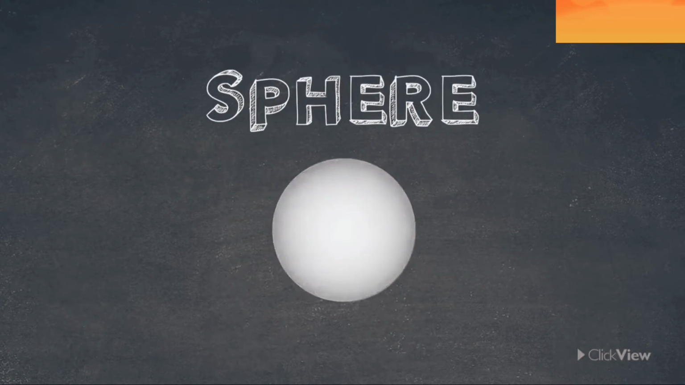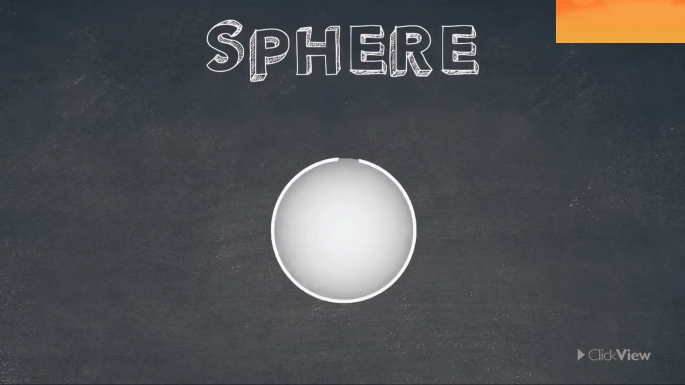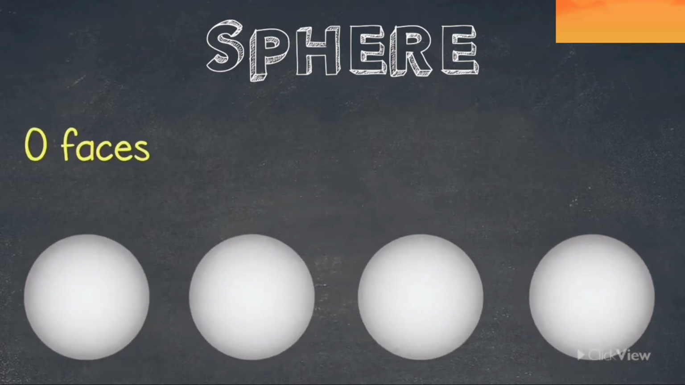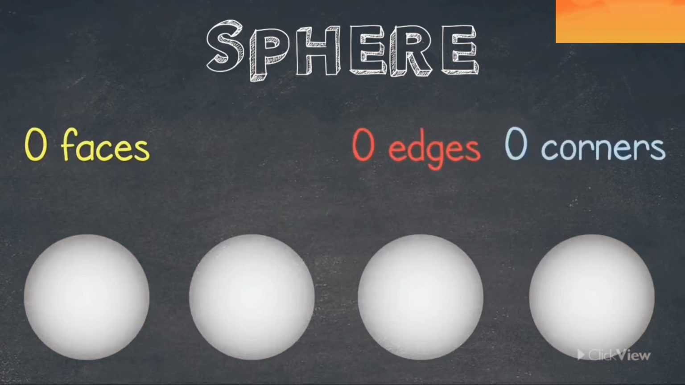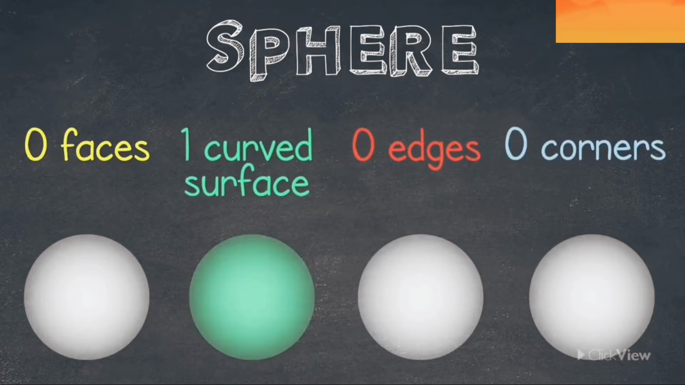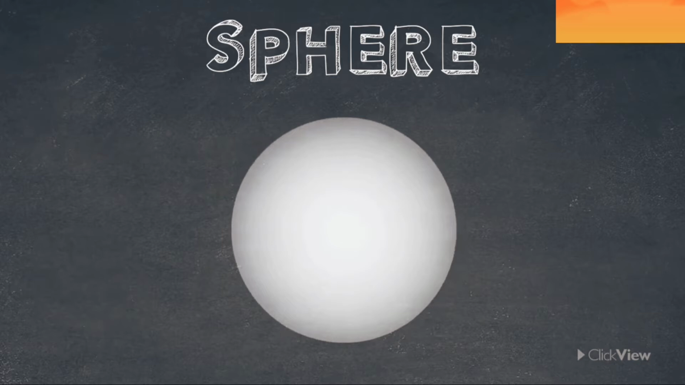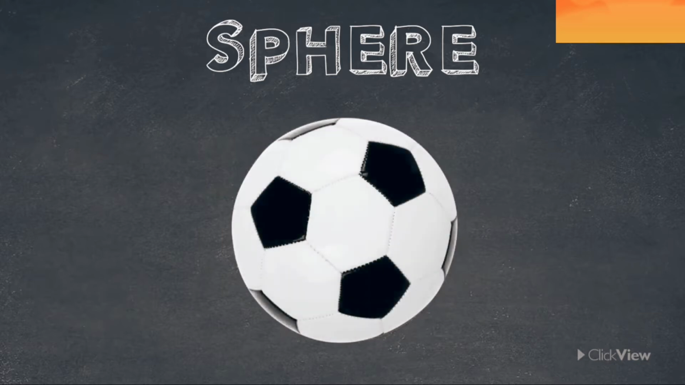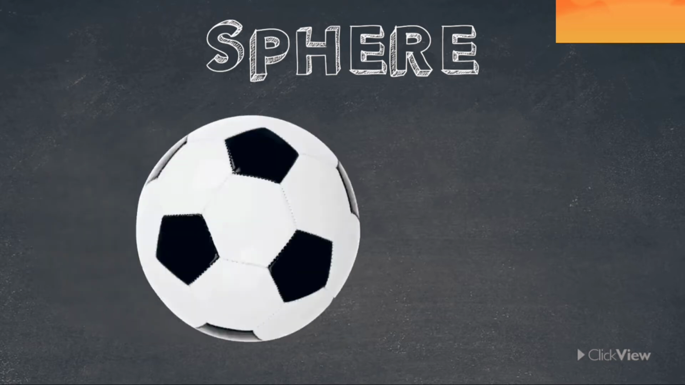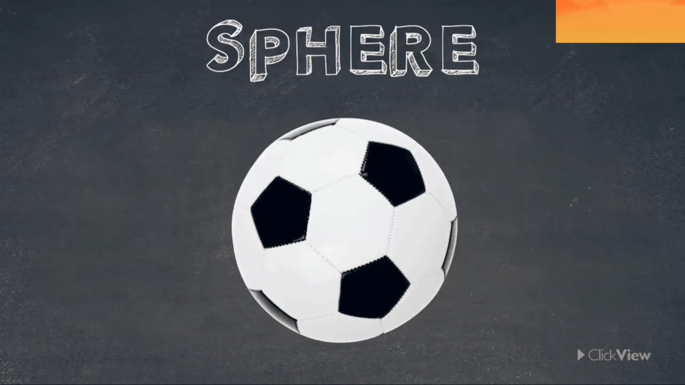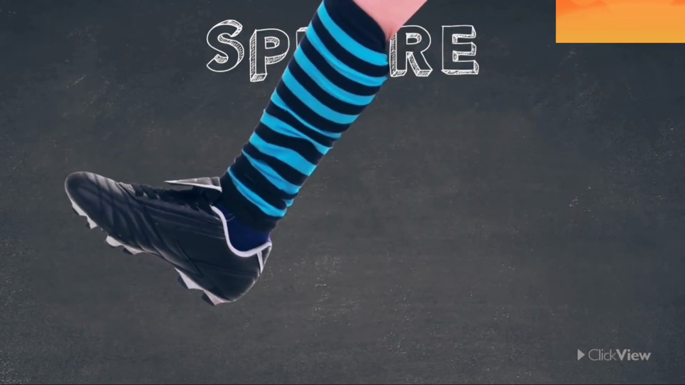This unique shape is a sphere. It's perfectly round, just like a ball. This means it has no flat faces, no edges, and no corners. Just 1 curved surface. How unique is that? That's what makes a sphere the perfect shape for a ball. It rolls around easily in any direction, and you can kick it without banging your toe on a sharp corner.